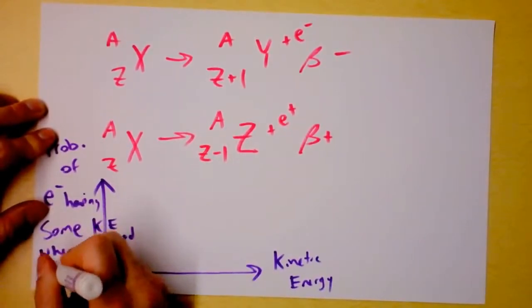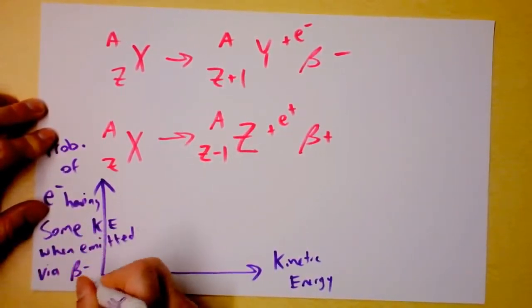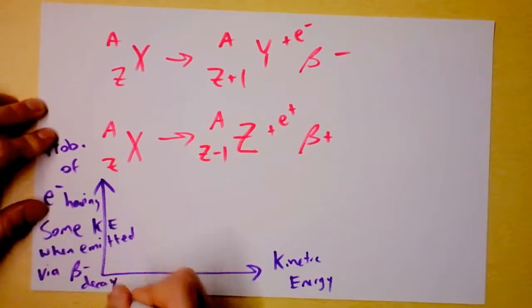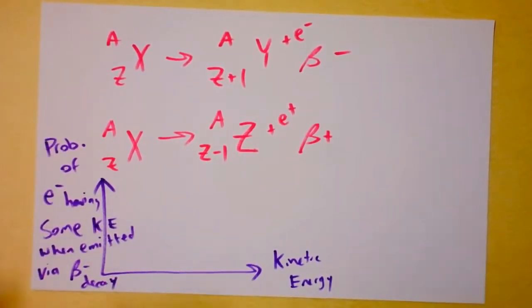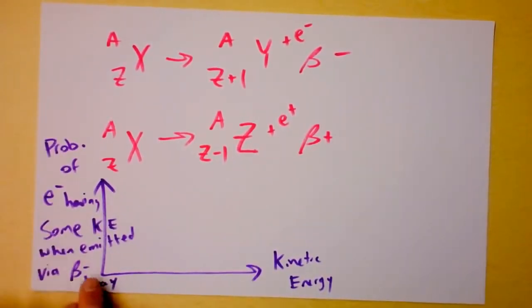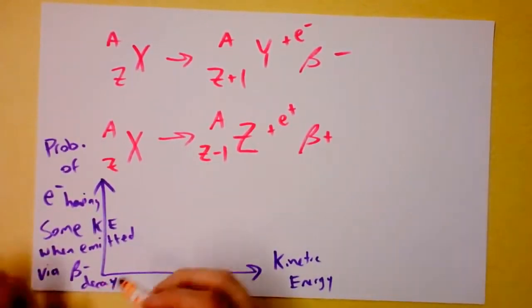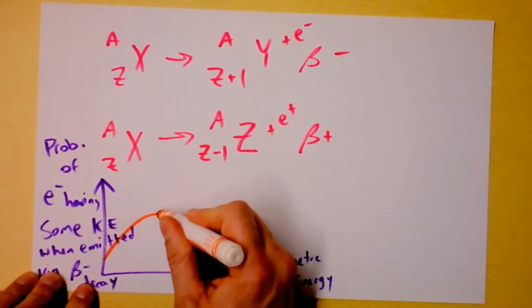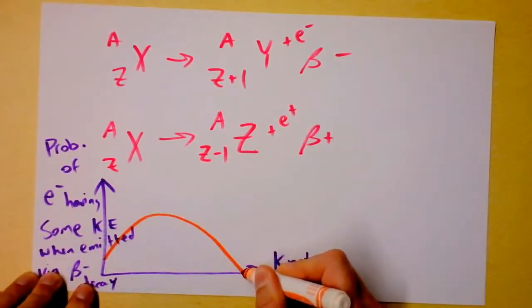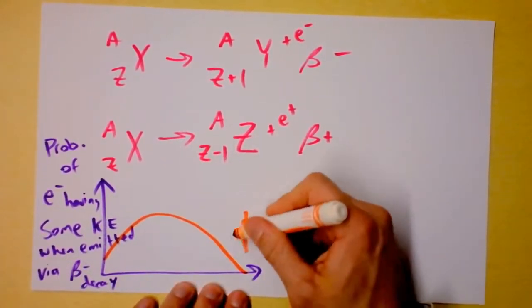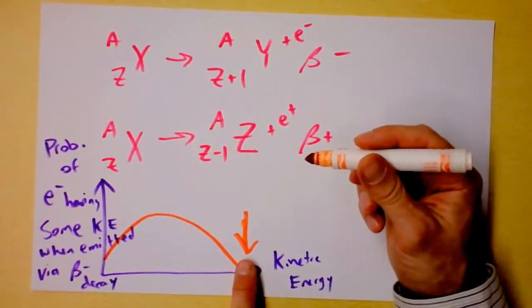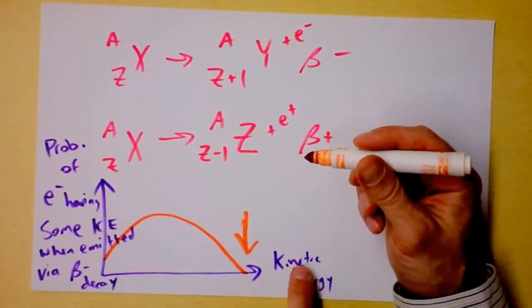When emitted via beta minus decay. There, that's the largest axis I've ever written. And the probability of an electron having some kinetic energy when emitted by beta decay: it's got some probability of having no kinetic energy at all, and it's got some probability of having some kinetic energy there. Look at that, it stops right here. There is no probability of having electrons come out with a kinetic energy like this.